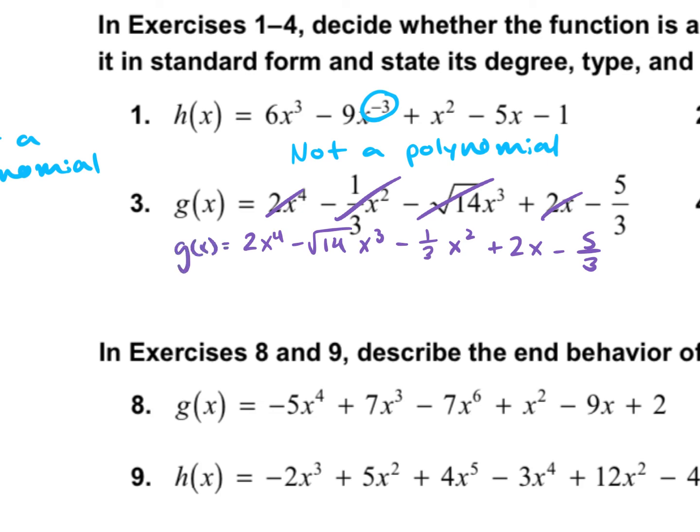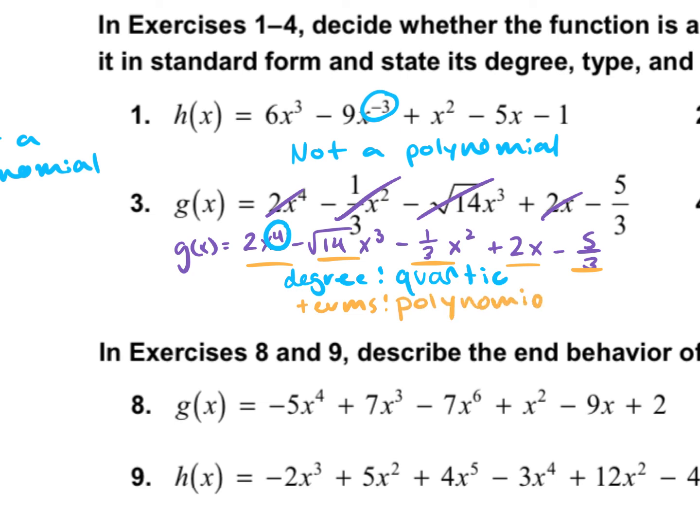How would I classify this by degree? The highest degree is 4, so what do I call something with the highest degree of 4? Quartic. Think like 4 quarters, but quartic. So to classify it by terms, how many terms do I have here? 5. So what do I call something with 5 terms? Polynomial of 5 terms. Or you could just say polynomial of 5. That's fine too.